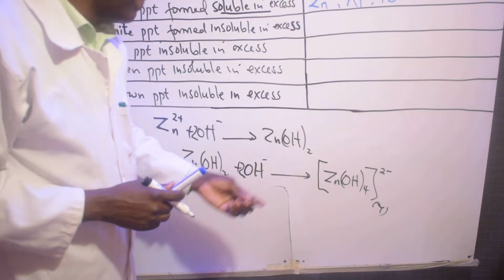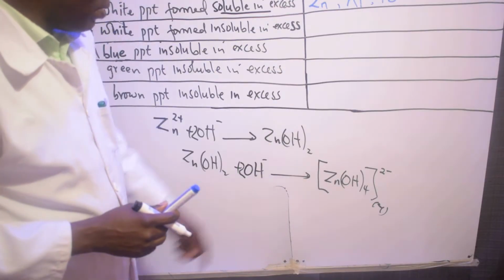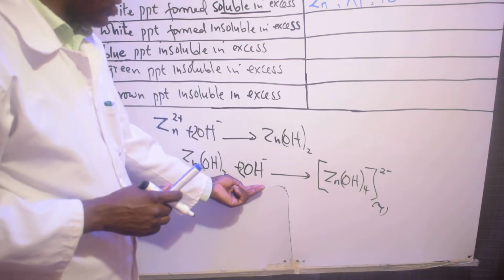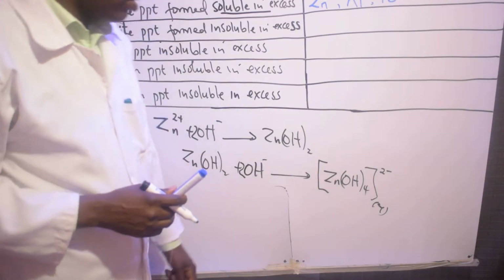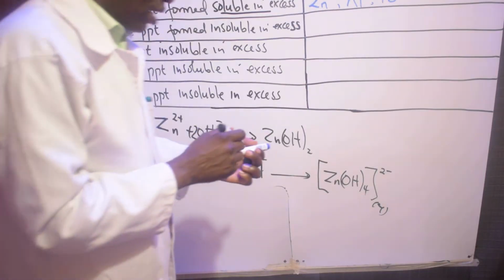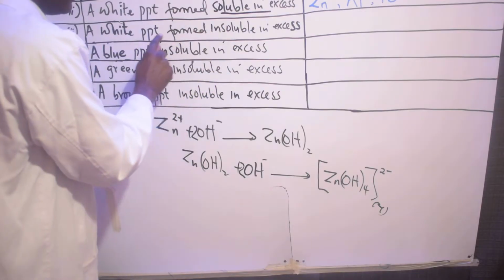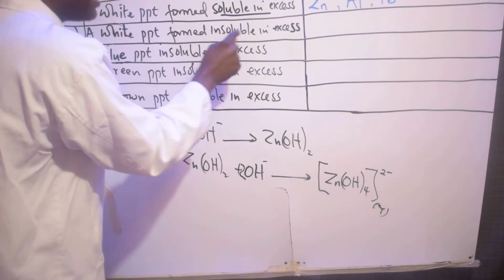So others follow suit. We are going to have aluminium reacting with hydroxide ions, forming aluminium hydroxide, reacting with more hydroxide ions and forming tetrahydroxoaluminate(III) ions. Lead as well. That's basically what we are talking about. Now, let me give you some information about this. A white precipitate forming, and it is insoluble in excess.